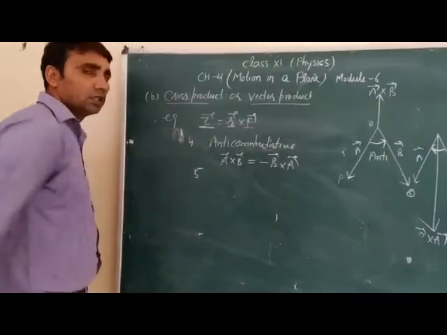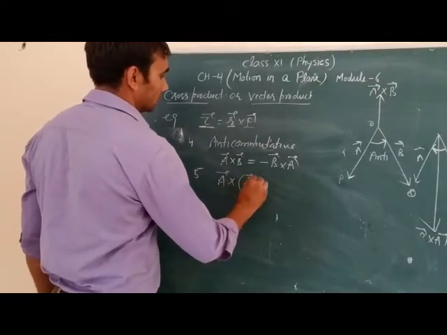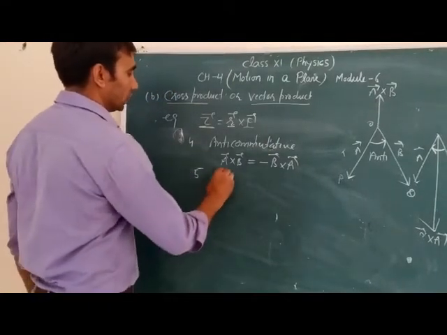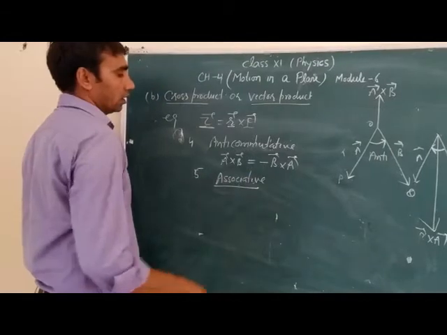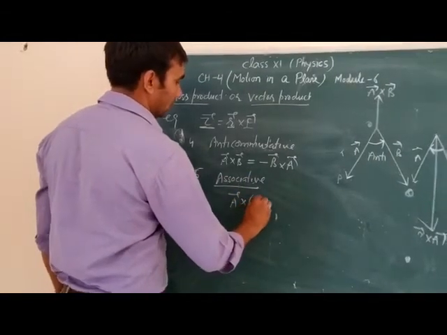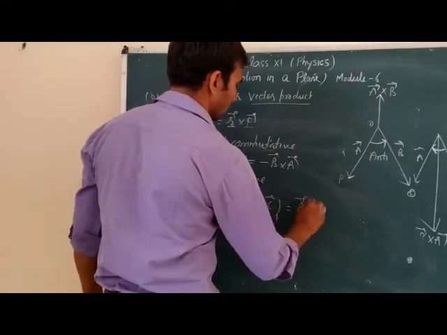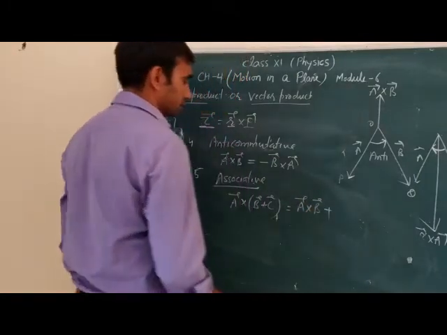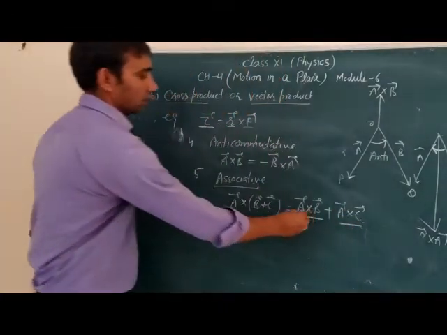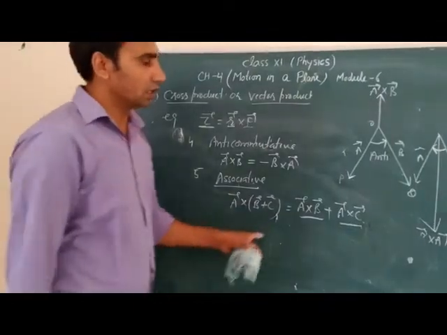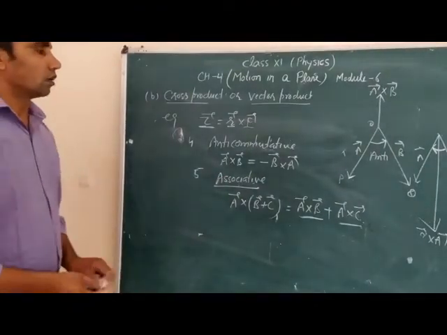Fifth, the cross product is distributive. A cross (B plus C) is equal to A cross B plus A cross C. This property does not possess associativity.